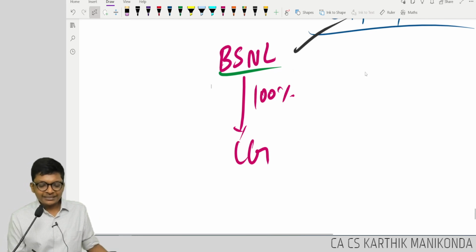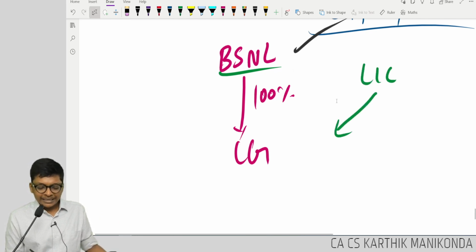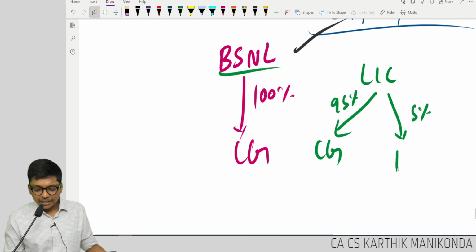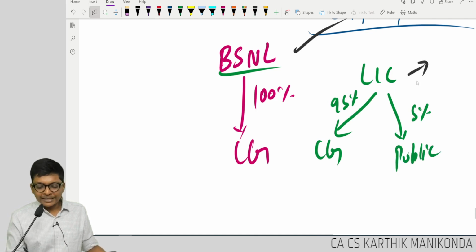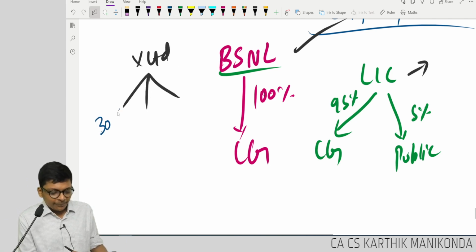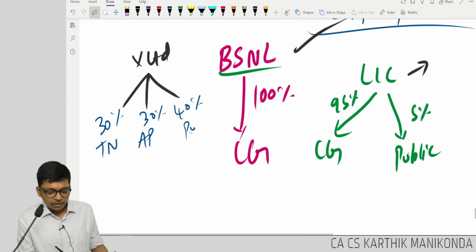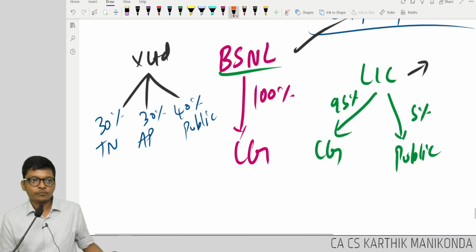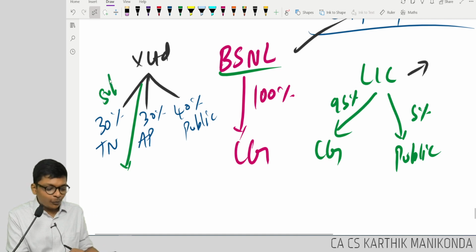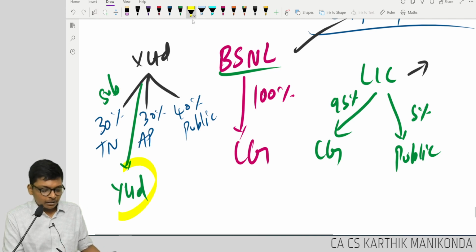Now, follow, guys. Let's take LIC. In LIC, 95% is held by the central government, 5% is held by the public. Is this a government company? Yes. Let's take another company called X Limited. In this, 30% is held by the Tamil Nadu government, 30% is held by the AP government, 60% overall, and 40% is held by the public. Is this a government company? Yes or no? Now this X Limited has a subsidiary. Now you know what a subsidiary is? It has a subsidiary Y Limited. Is Y Limited a government company?